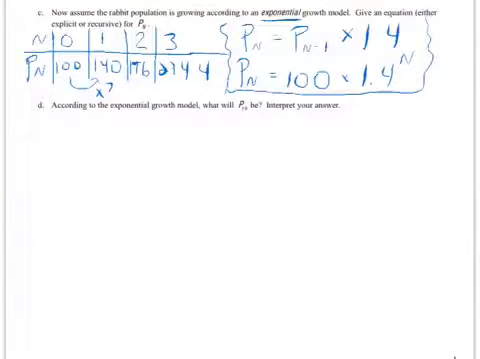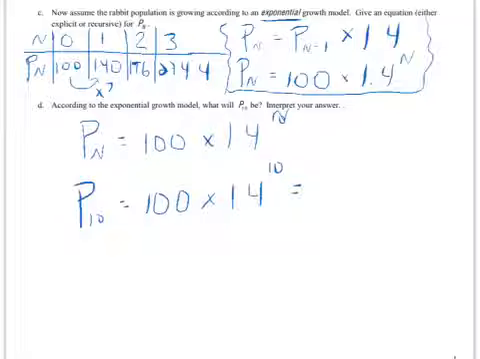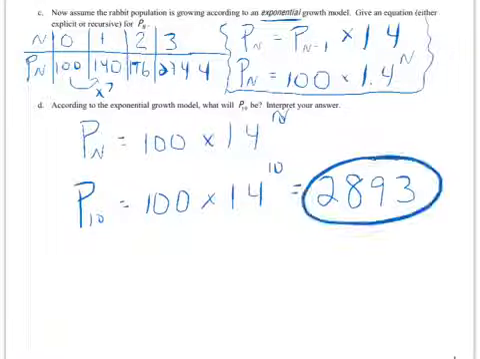Now, if I want to figure out P10 based on the exponential growth model, again, the easiest way would be to use the explicit formula, 100 times 1.4 to the n, and then I'm going to replace the n with a 10. 100 times 1.4 to the 10 is 2,892.5 rabbits, and I'm just going to round it to 2,893 rabbits after 10 years.